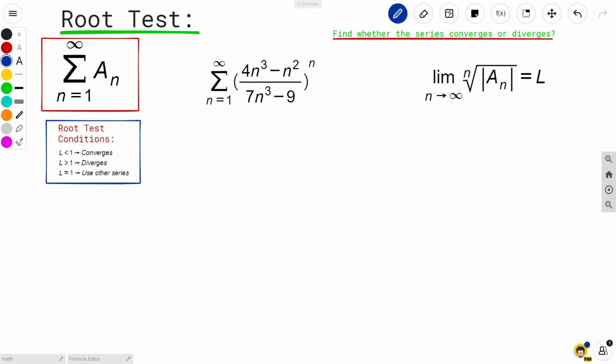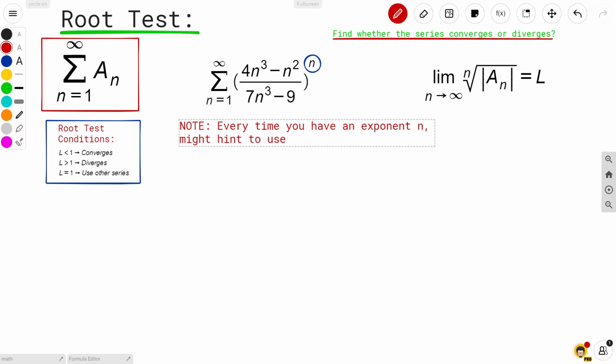Hello guys, so in this video we're prompted to find whether the series converges or diverges. One thing I want you to notice here is that we have a little n as an exponent. Every time you have an exponent n, it might hint to use the ratio test or the root test.